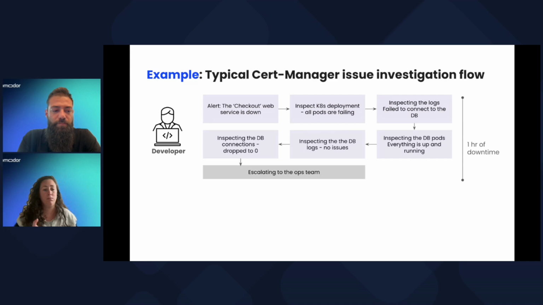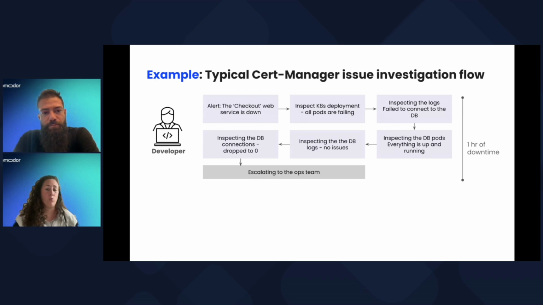So in this example, I have a developer who sees a web service is down. What do they do? They start inspecting the Kubernetes deployment and see that all the pods are failing. They go on and inspect the logs and see that there is a failure in connecting to the database. They continue to inspect the database pods and see that everything is up and running. They then check the logs and see that there are no issues. And eventually they inspect the database connections and see that they drop to zero.